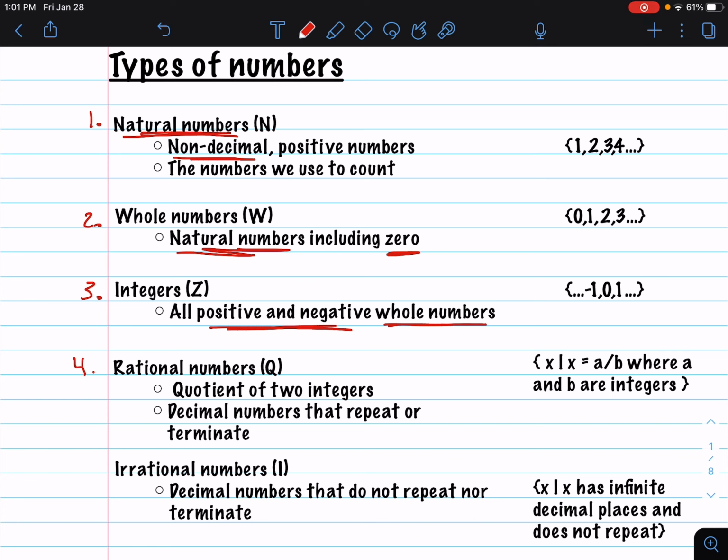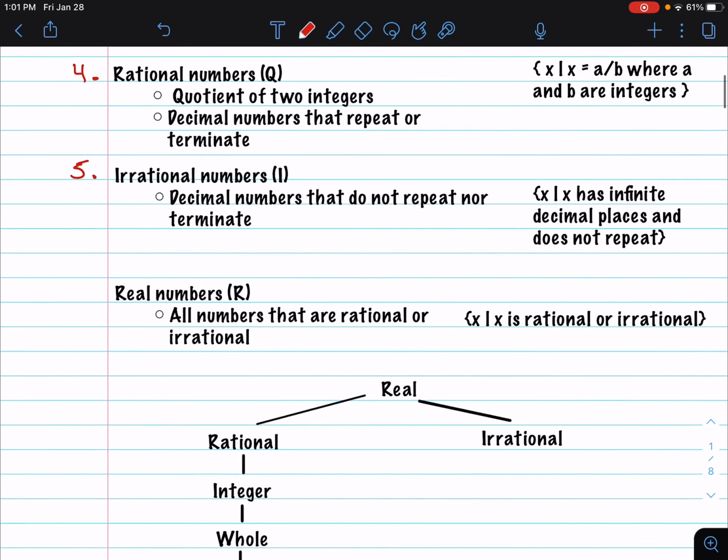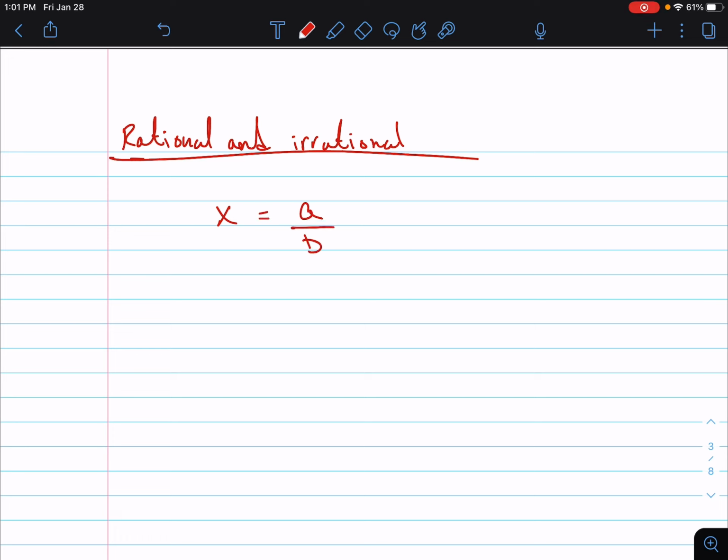Next, we have the rational and irrational numbers. And this is where things get just a little bit tricky. So we have rational and irrational numbers. We're going to represent rational numbers by x equals a over b. So a rational number equals the division of two numbers, a and b.